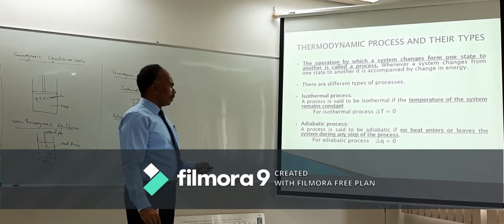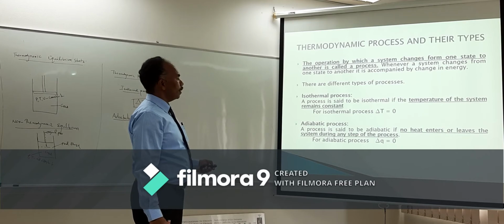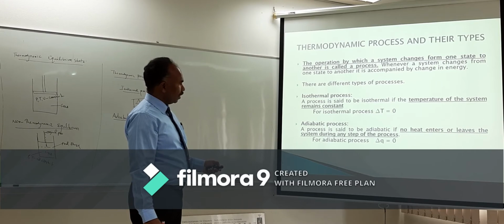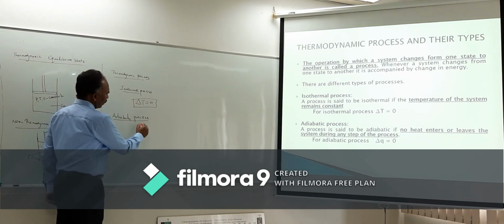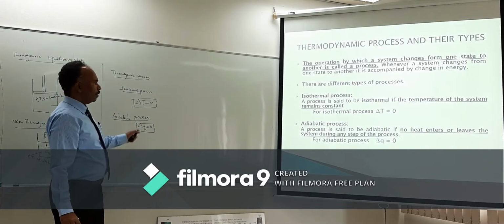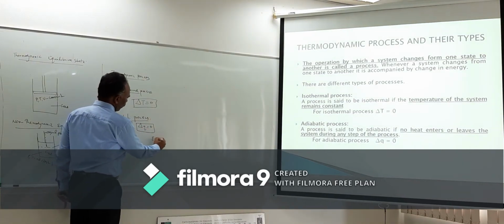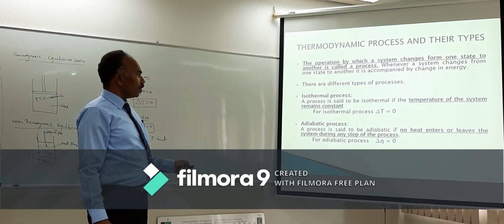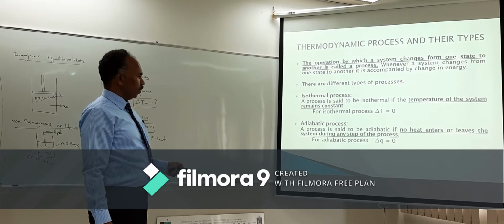A process is said to be adiabatic if no heat enters or leaves the system during any step of the process. Again, I am repeating that. For an adiabatic process, no heat enters or leaves the system during any step of the process. So, for an adiabatic process, delta Q is equal to 0. Here T means temperature and Q stands for heat. So in an adiabatic process there is no heat entering or leaving the system during any step of the process, so delta Q is equal to 0.